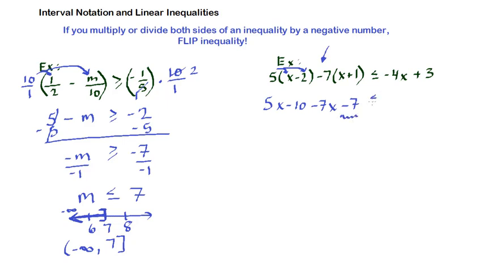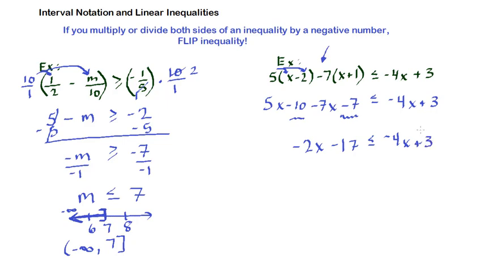And all I'm doing is simplifying. I'm not multiplying or dividing both sides by a negative number, so I keep everything the same. Now I start collecting. I'm not going to move anything. I'm just going to work on this left side because I've got a minus 10 and a minus 7. Those can be combined. That's a minus 17. I got 5x minus 7x, and those can be combined into minus 2x. So there's what I have on the left-hand side. On the right-hand side, I still have my minus 4x plus 3.